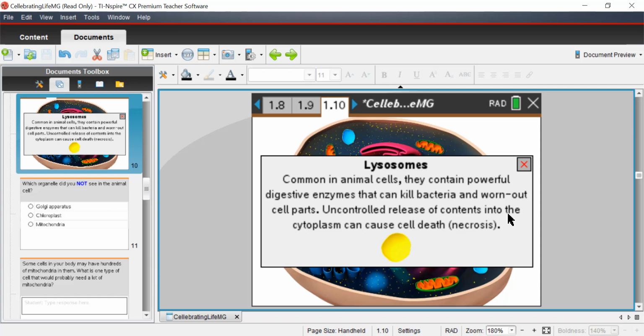Uncontrolled release of contents into the cytoplasm can cause cell death. The word for this is necrosis. Necrosis is cell death. So if lysosomes are malfunctioning and spitting out these digestive enzymes into the cytoplasm, that's going to be a real problem. It's important that the lysosomes work properly and don't malfunction.